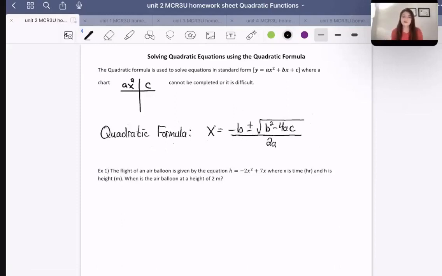All right, welcome back, everyone. Today I'm going to be talking about solving quadratic equations using the quadratic formula.